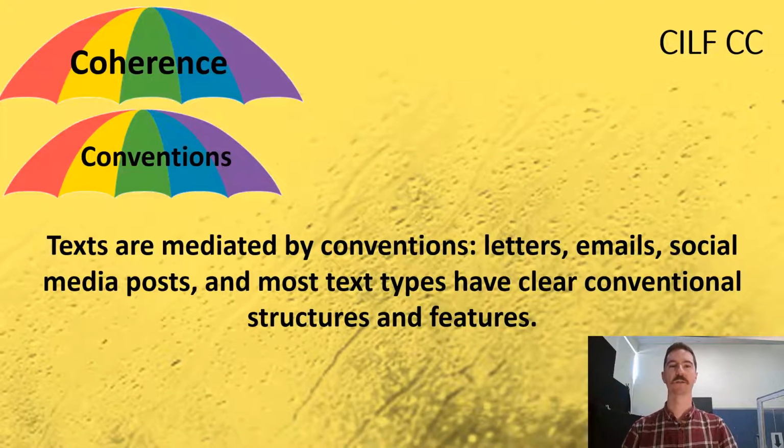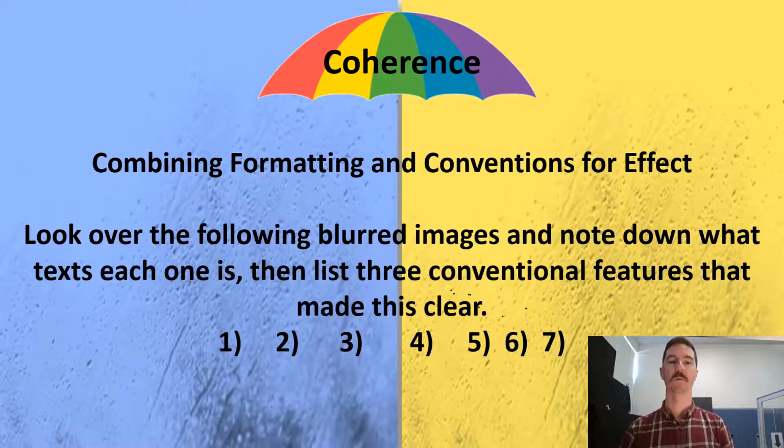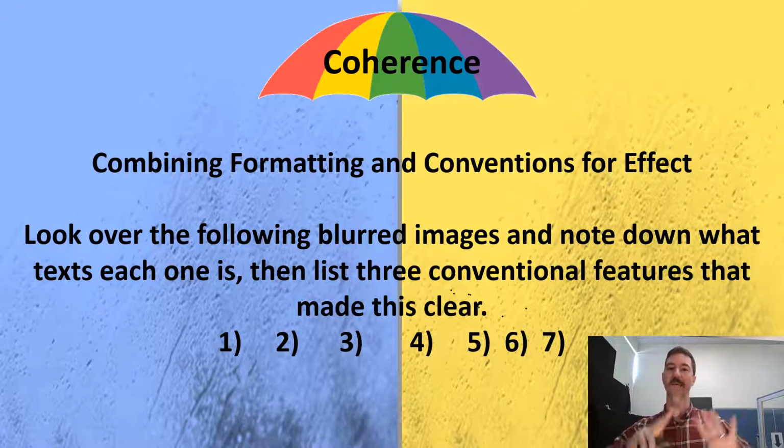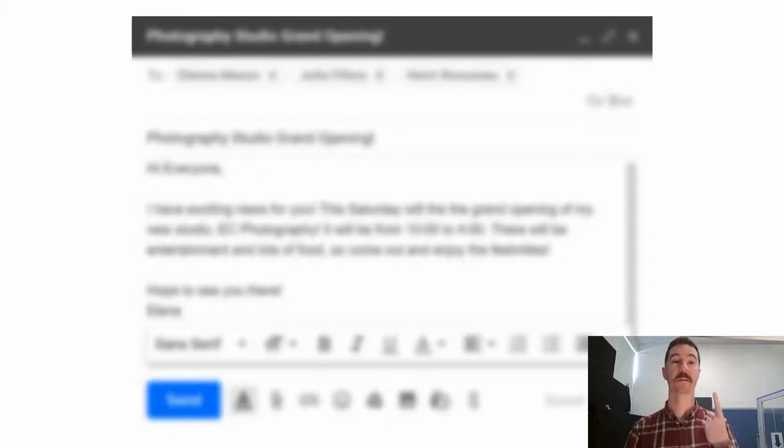Then we've got conventions, and rather than me talk you through it, I'm going to show you some very blurred out images of some text types, and your job is to firstly note down what text they are, and then think of what three features, again looking at discourse, so very far away, and in this case even blurred to make it harder for you, gave away the fact that it was that text type. So this is text one, so pause here, write down three features that gave away to you what text type it is.